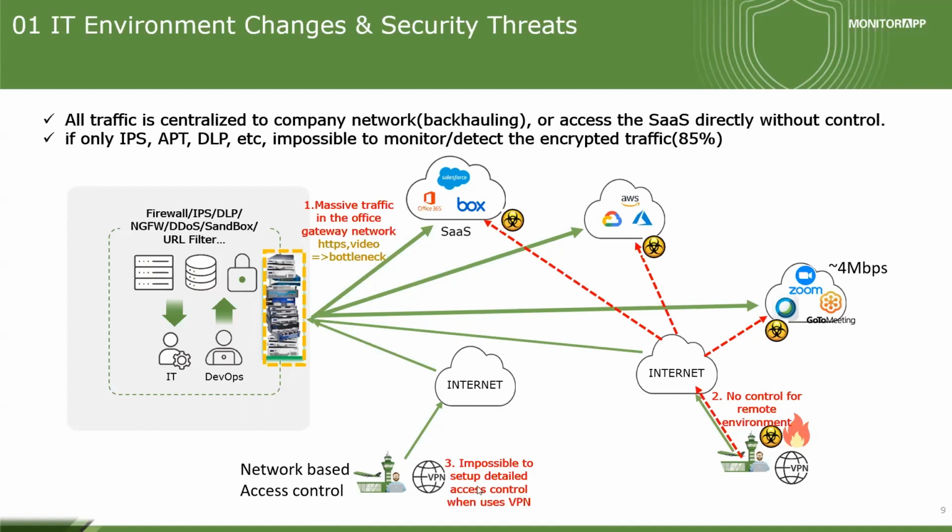And number three, most of the remote users try to access the VPN in order to access the company network. But as you know, the VPN is basically a network-based access control, so it's impossible to set up detailed access control. So here is the current IT environment issue.